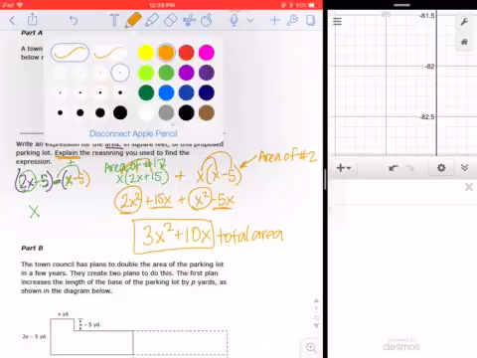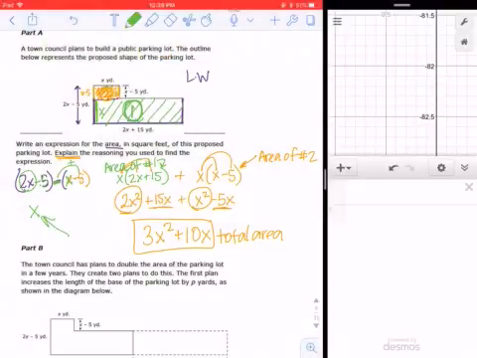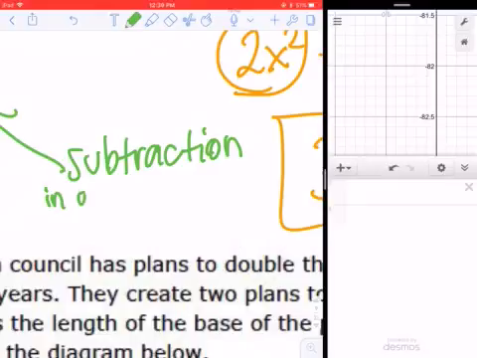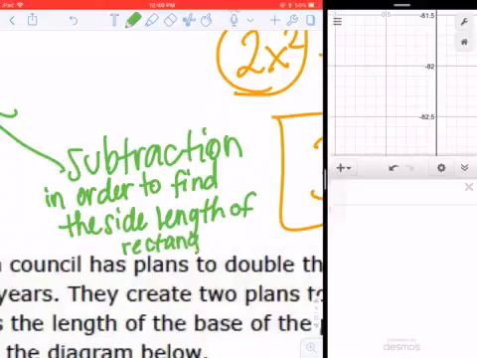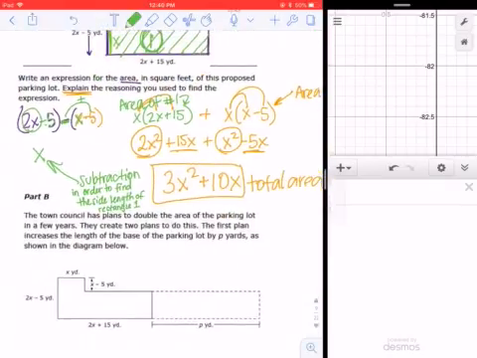The other thing that I might want to do, over here on this section, is just say subtraction in order to find the side length of rectangle 1. So notice that when it says explain, it doesn't necessarily mean that you have to use whole sentences. It just means that you have to label your work. You can't just randomly put it together.